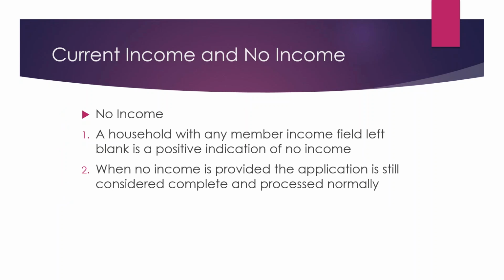So no income. A household that lists no income by any family member with that field left blank is a positive indication of no income. So when no income is provided, the application is still considered complete and processed normally.